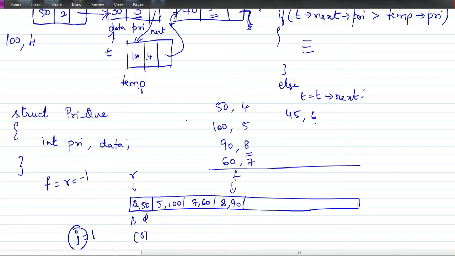And now at 1 I have 5. So 6 is not less than 5. So next j is made 2. Now 6 is less than the number at j, right? So j is 2 now. This is 0, this is 1, and this is 2.